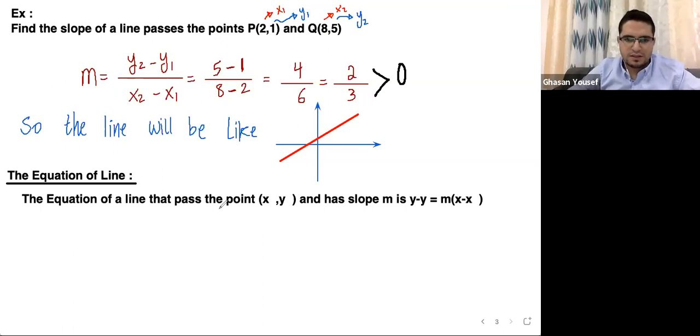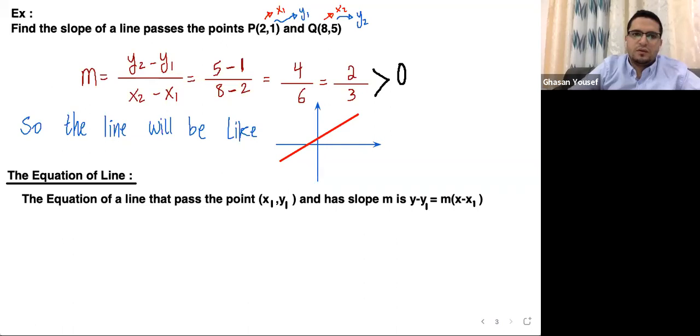The equation of a line that passes the point x1, y1 and has slope m is y minus y1 equals m times x minus x1. This is the equation of the line.